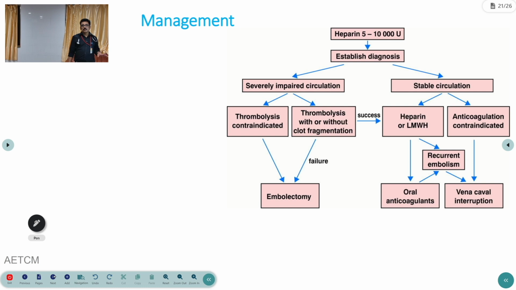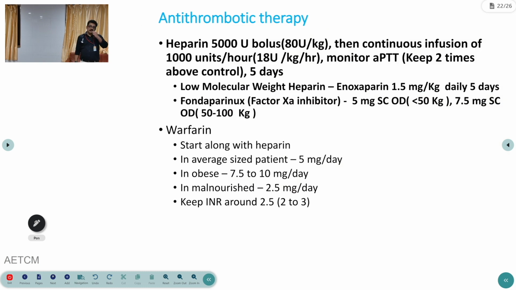Heparin can be started in most of the conditions, but if the patient is having hypotension, shock, or massive pulmonary embolism, it is better to go for TPA. That we will see afterwards. Heparin dose is 80 units per kg IV bolus and 18 units per kg body weight per hour. Antithrombotic therapy, heparin or warfarin can be given. Along with heparin, warfarin has to be started. Heparin 80 units and 18 units.